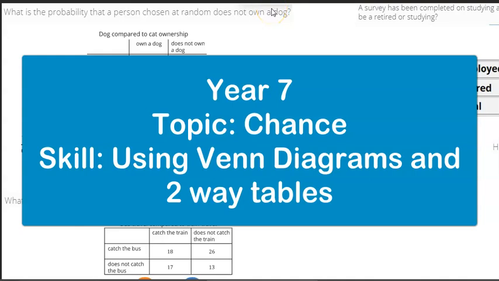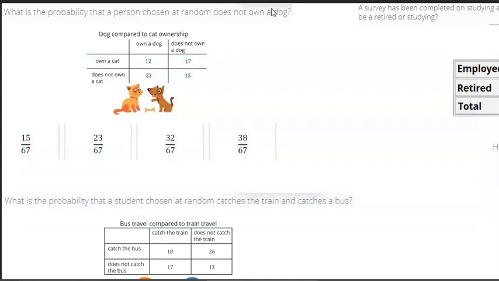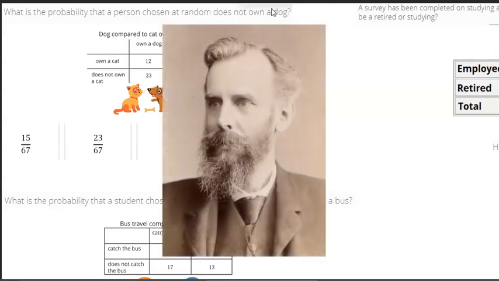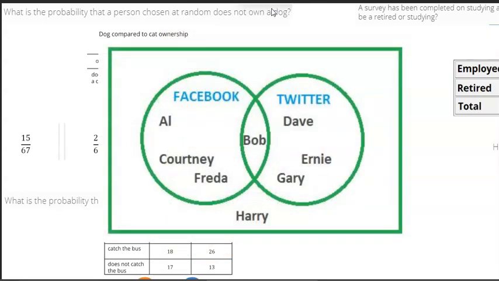This skill will be looking at using Venn diagrams and two-way tables. This can be found in the chapter topic of Essential Assessment. Venn diagrams, named after the famous mathematician John Venn in the 1800s. He invented the diagram to showcase how to put two variables that overlap with each other.